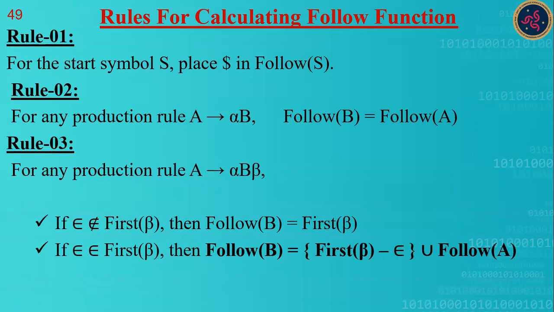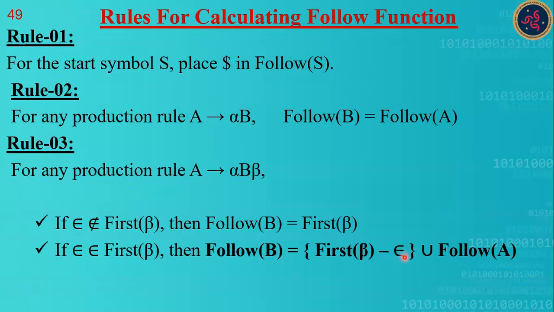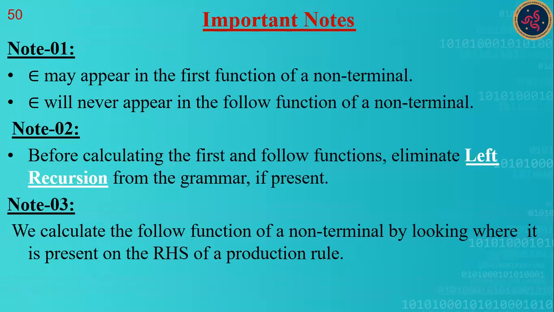Again, there are some other important points to be noted. Here, epsilon can come under the first function. When we construct the first function for any non-terminal, epsilon can appear inside it, but epsilon will never appear inside a follow function. That is why we are minusing this epsilon. Follow of B is equal to first of beta minus epsilon union the follow of A. So epsilon will never come under the follow function.